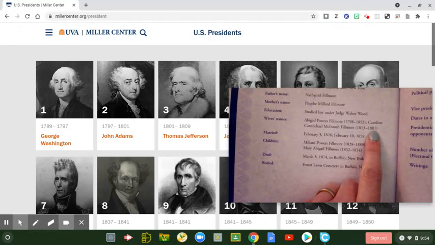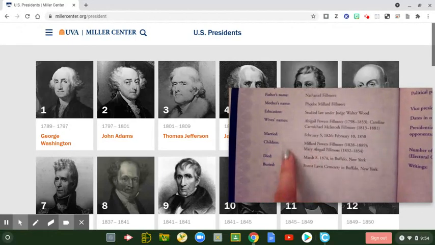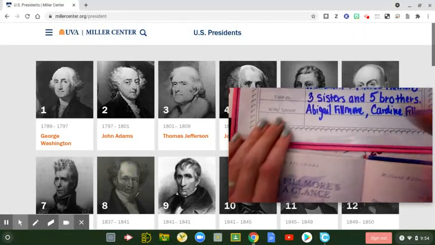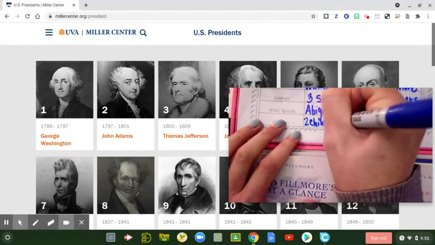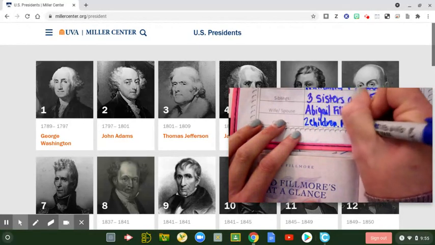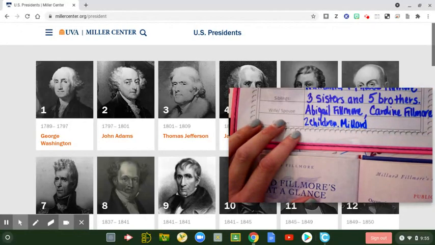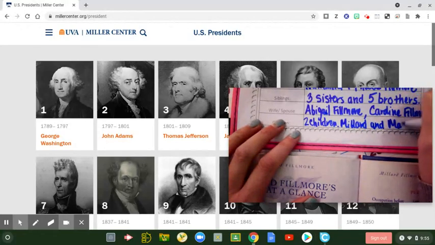Okay. All right. He had 2 children. So we have he named him Millard Powers Fillmore and Mary Abigail Fillmore. So I'm going to put down 2 children. And then I'm going to put Millard and Mary. Okay.